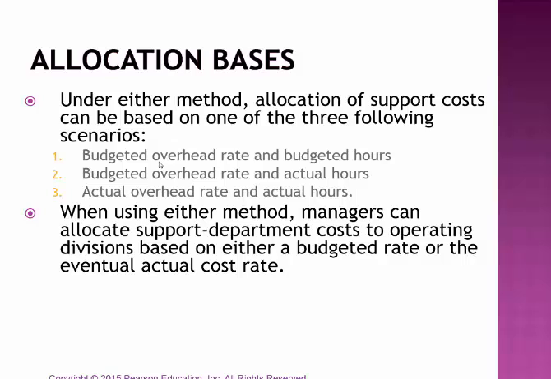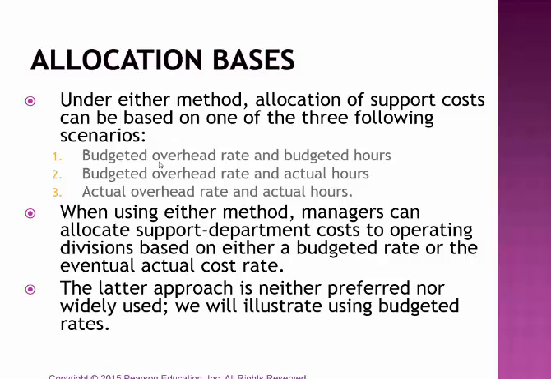All right, so when using either method, managers can allocate support department cost onto operating divisions based on either a budgeted rate or the eventual, at the end of the period, actual cost rate that can be calculated. The latter approach is neither preferred nor widely used. Therefore, we're going to use or illustrate budgeted rates. And I am using examples from the text, so you can feel free to follow along once we get going.